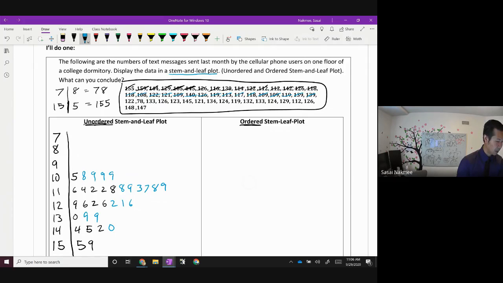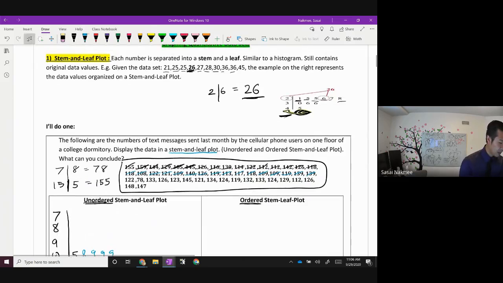Let me show you how this works. Let's go with the smaller one that we did earlier. This is the data right here, 21 to 45. The stem and leaf is going to look like this. 21 would be this one right here. And then 25 is written right there, 25, 26, 27, and 28. That all represents these numbers from 21 to 28. Okay?